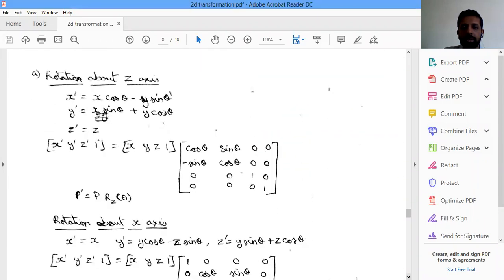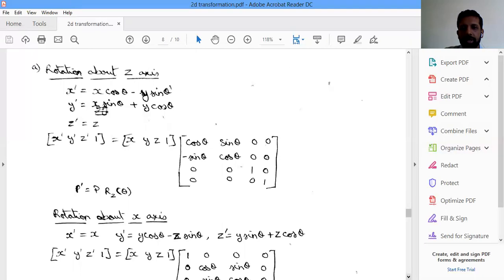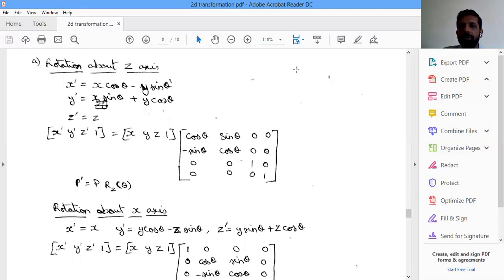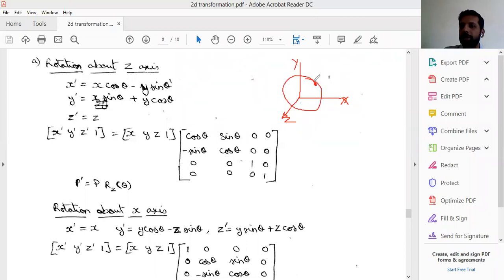So let us see rotation about the z-axis. What is going to happen over here? We have the x-axis, y-axis, z-axis, and any point over here has to be rotated about its z-axis. It has to be rotated along this axis, so it has to be rotated like this, okay, right?